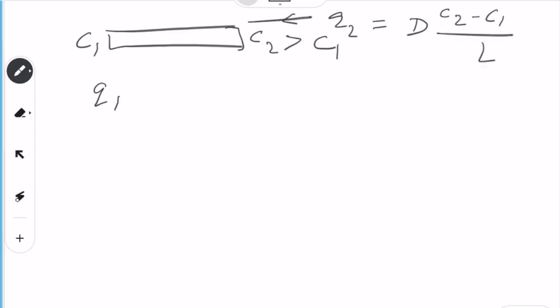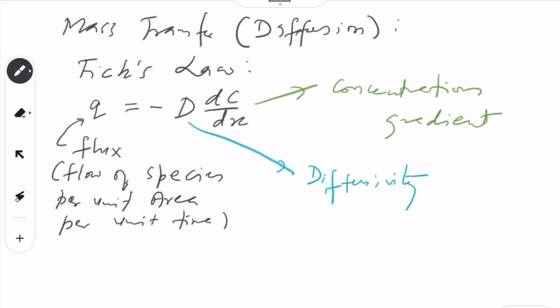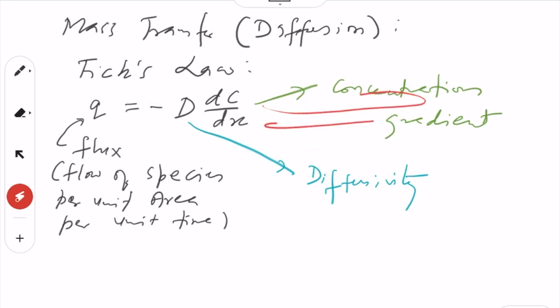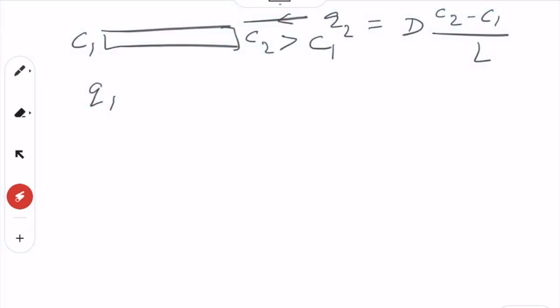divided by L. Why L? If you see here, it says dc over dx. If we have a length L and the difference of concentration C2 minus C1, the difference divided by length is dc over dx only. That's what we are writing here.